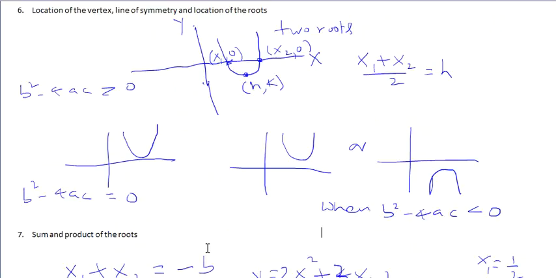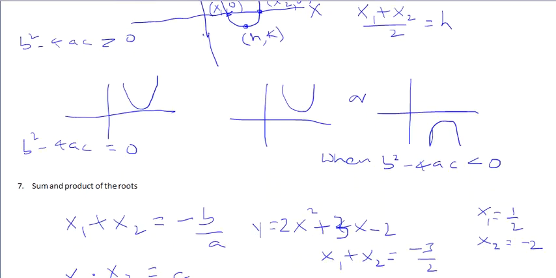Again, looking at the shapes, when b squared minus 4ac is equal to 0, you have a parabola that just touches the x-axis, and if it is less than 0, it's going to be either completely on the top or below. So there won't be any roots, or there's no value of x for which a point on the parabola is equal to 0.